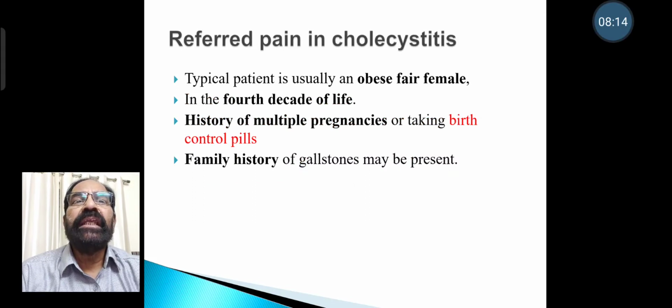The typical patient is usually an obese, fair female in the 4th decade of life, with a history of multiple pregnancies or taking birth control pills. Family history of gallstones may be present.